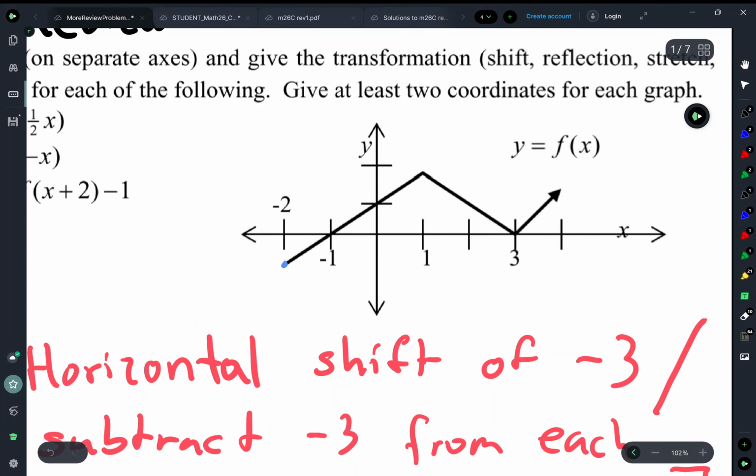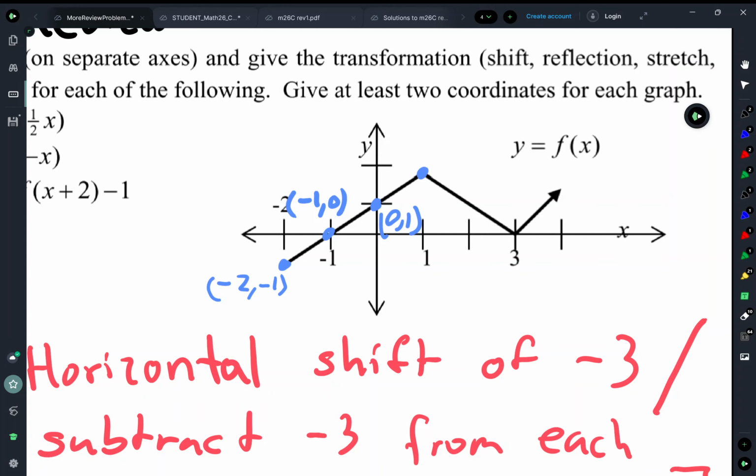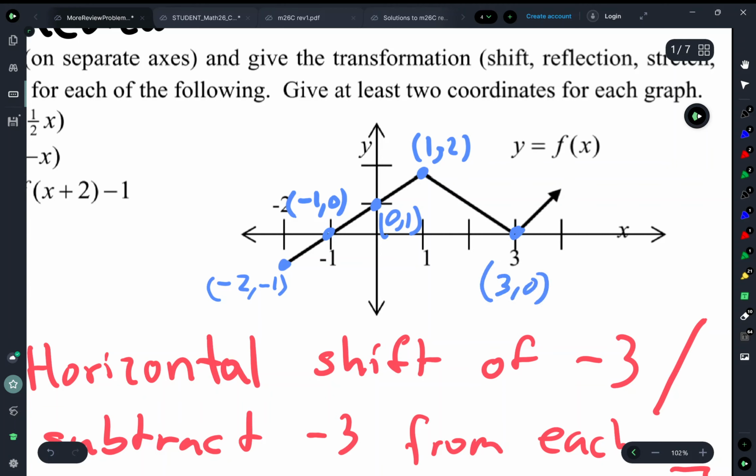So for example, right here we have -2, -1. We have -1, 0. We have 0, 1. Then we have this high point right here of 1, 2. We have 3, 0 here. And so I'm going to take advantage of those points.